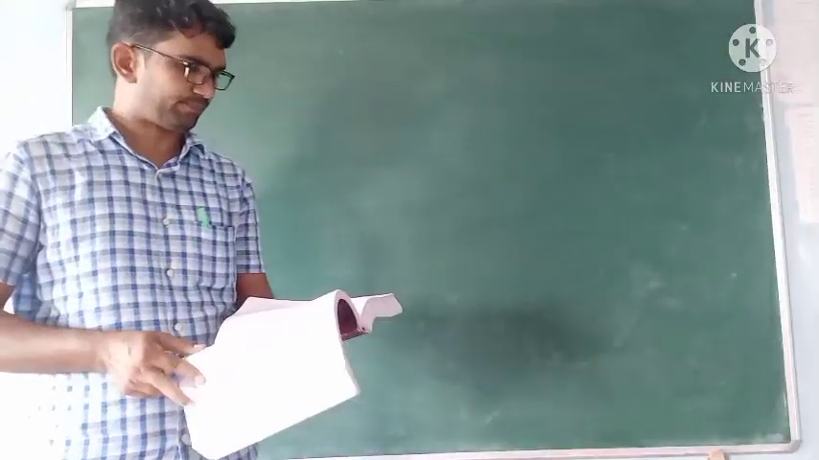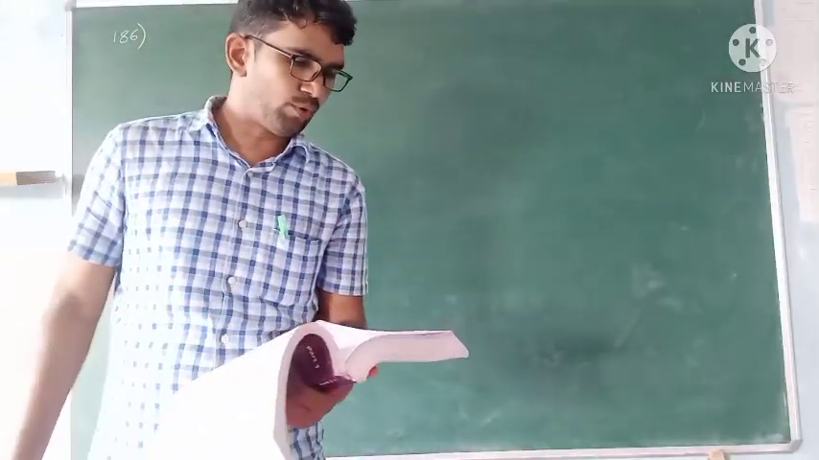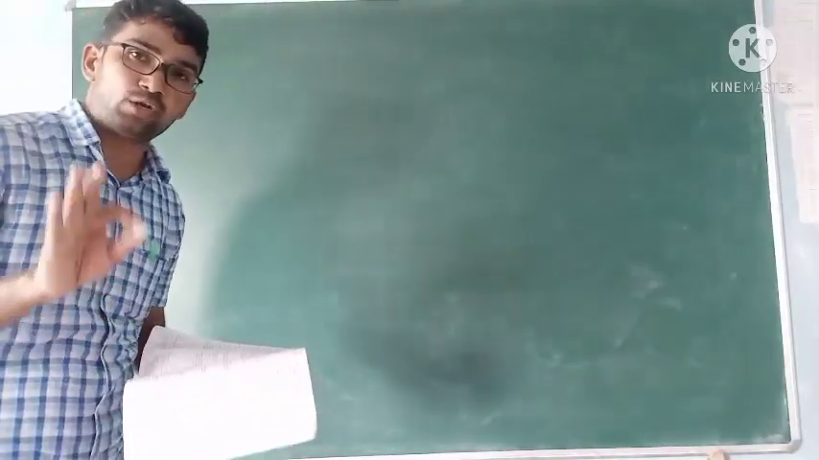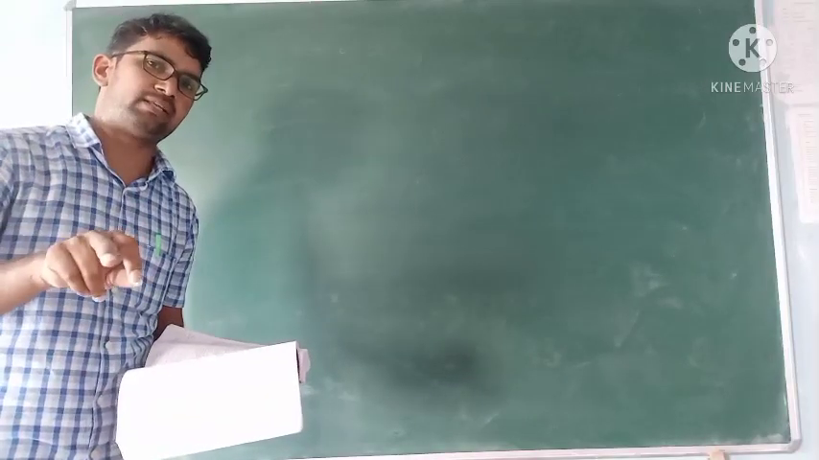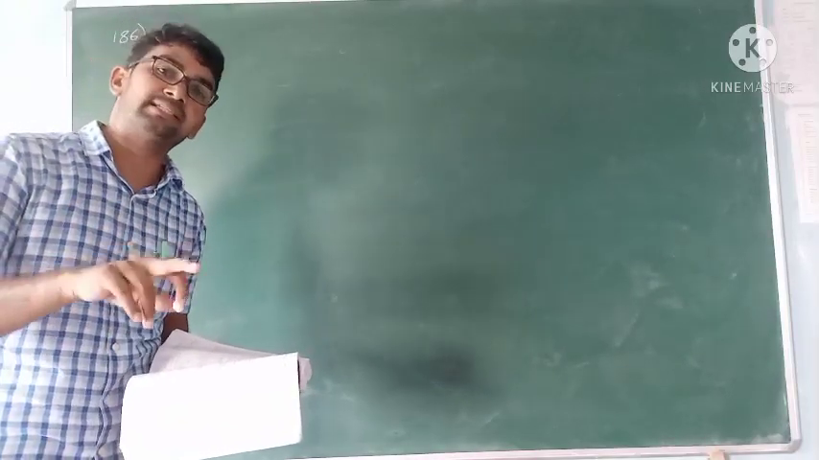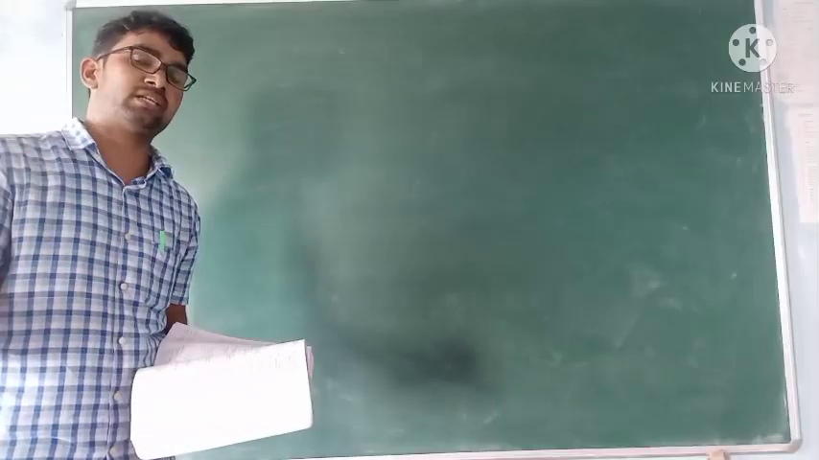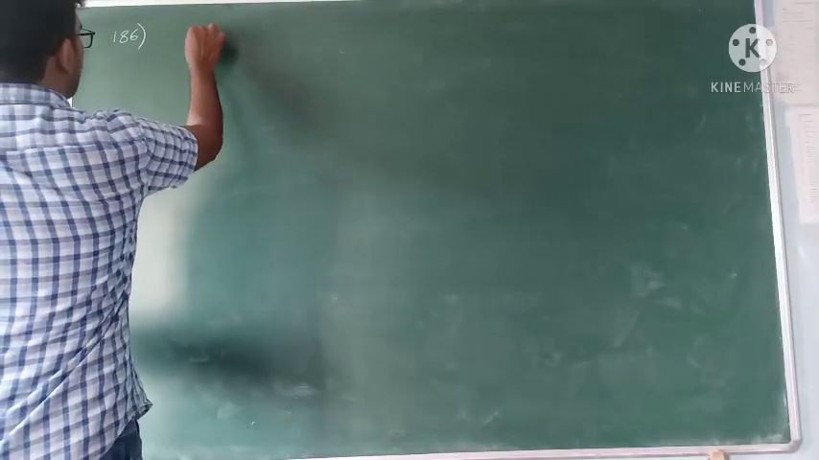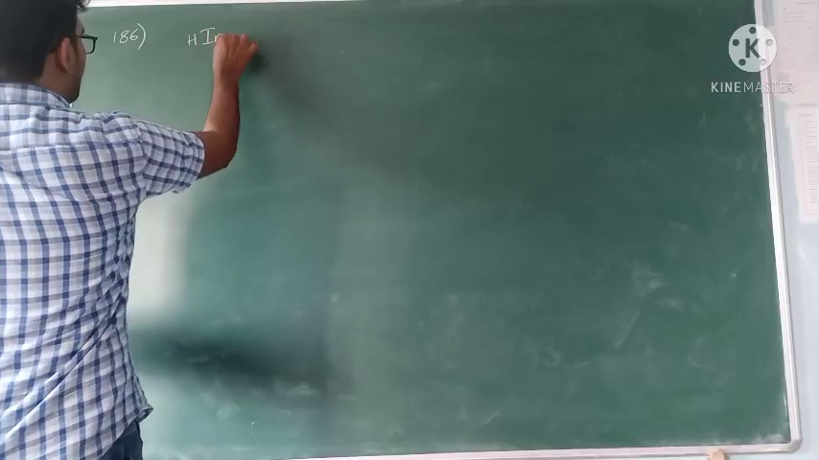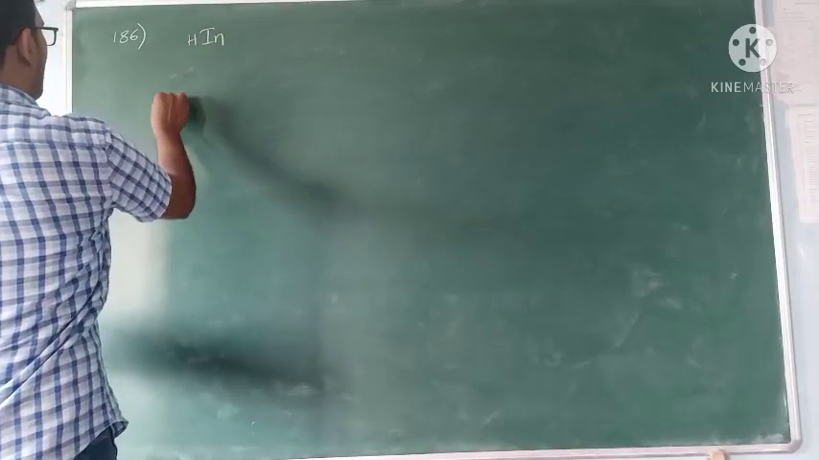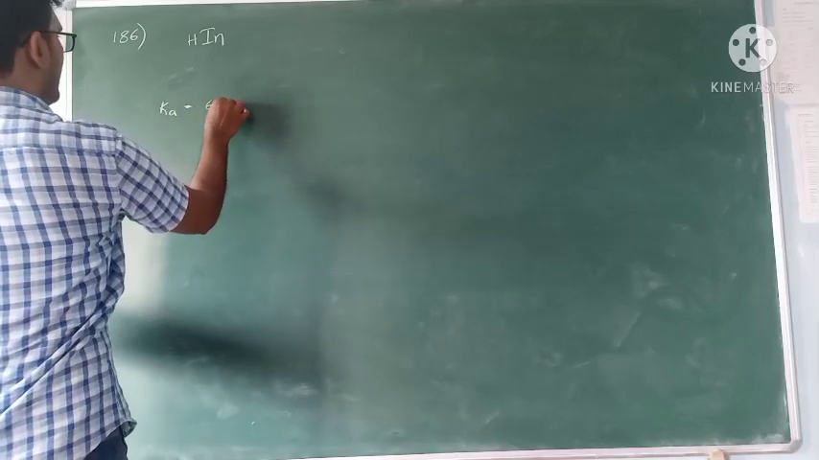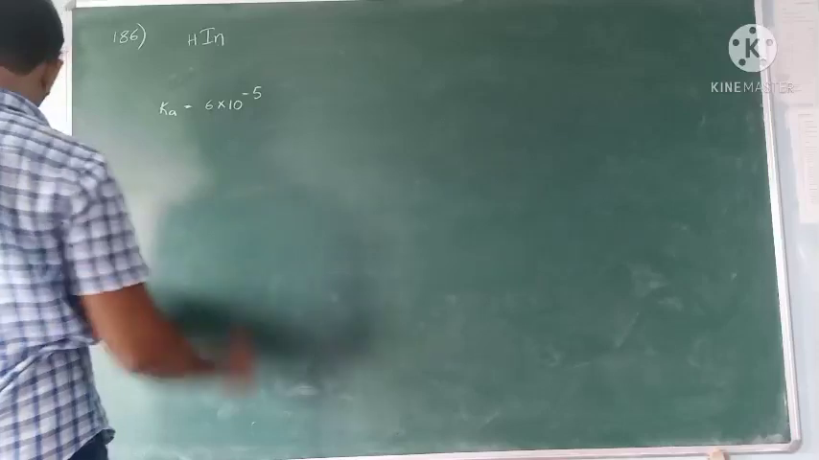186. Bromothymol blue is an indicator with Ka value given. Bromothymol blue is one of the indicators. Ka value is given, and Ka means acid dissociation constant, so the given indicator is an acid indicator. Bromothymol blue is an acid indicator. It is very clearly mentioned because the Ka value is given. Ka is equal to 6 into 10 to the power of minus 5.